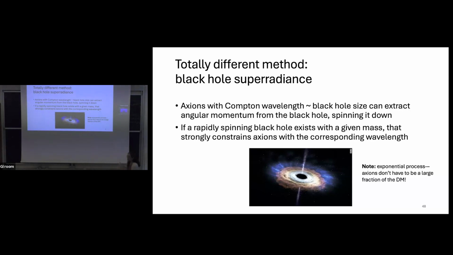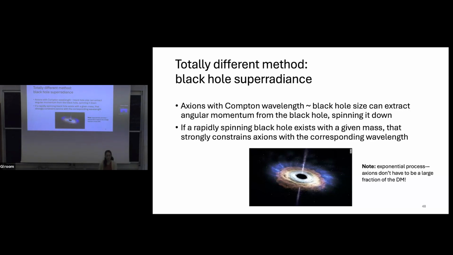So one interesting thing about this is that it's actually an exponential process. If you had just a few axions near your black hole and they're taking angular momentum from it, they're going to be coming back and constantly re-extracting angular momentum from your black hole. And so you can basically form this cloud of axions around your black hole that are constantly extracting angular momentum from it. And so what's going to happen is the black hole is going to be spun down while the axions extract this angular momentum.